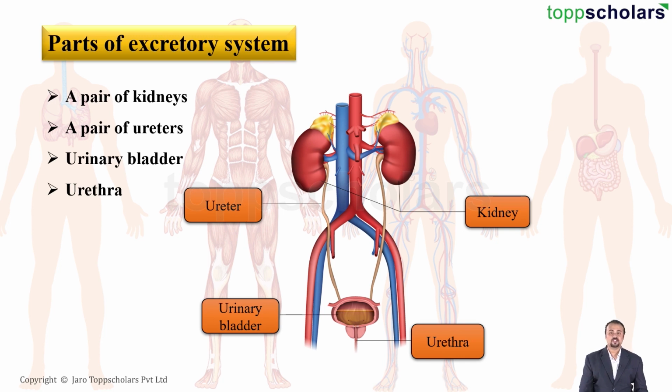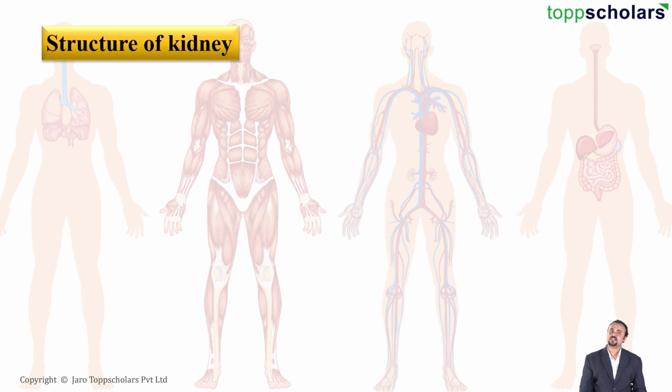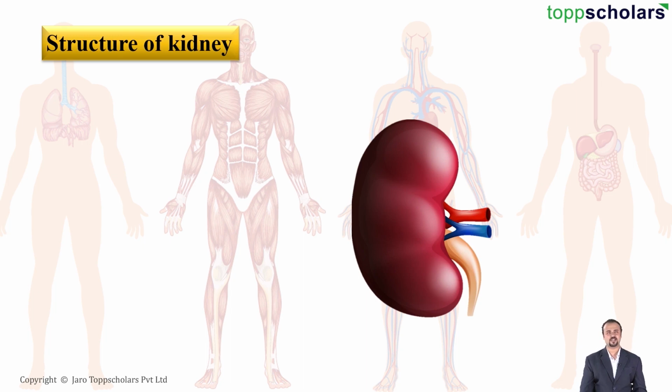So students, the four parts of the excretory system are a pair of kidneys which are the primary excretory organ, after which we have a pair of ureters, then a urinary bladder and then a single median tube called the urethra. Let us first talk about the kidney and let us learn the structure of the kidney.